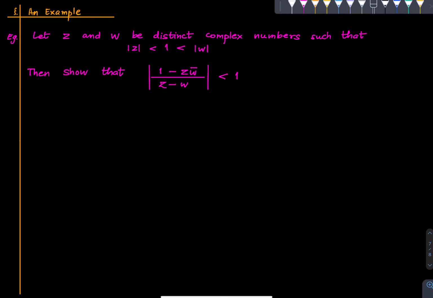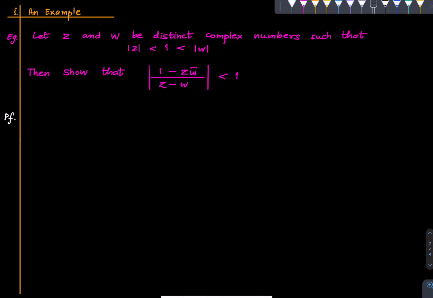This is a kind of question which one might expect in some exam, I guess, but anyway, it illustrates some of the things that we learned. So z and w are distinct complex numbers with this funny property: the modulus of z is strictly less than 1 and strictly less than the modulus of w. Then we want to show this funny looking thing, right? So that funny looking thing again happens to have a modulus sign.